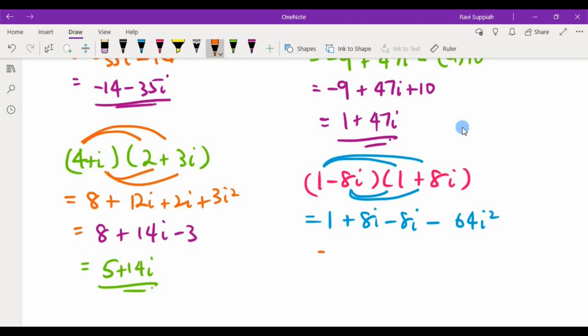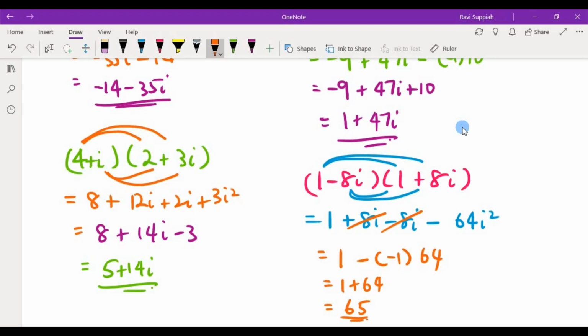Okay, now what do you see here? You see that I have positive 8i and negative 8i. When you group them together, they actually become 0. Correct? They cancel each other out. So what's left is minus 64i squared. Right? So i squared is minus 1, and 64, so I get 1 plus 64, which is 65.